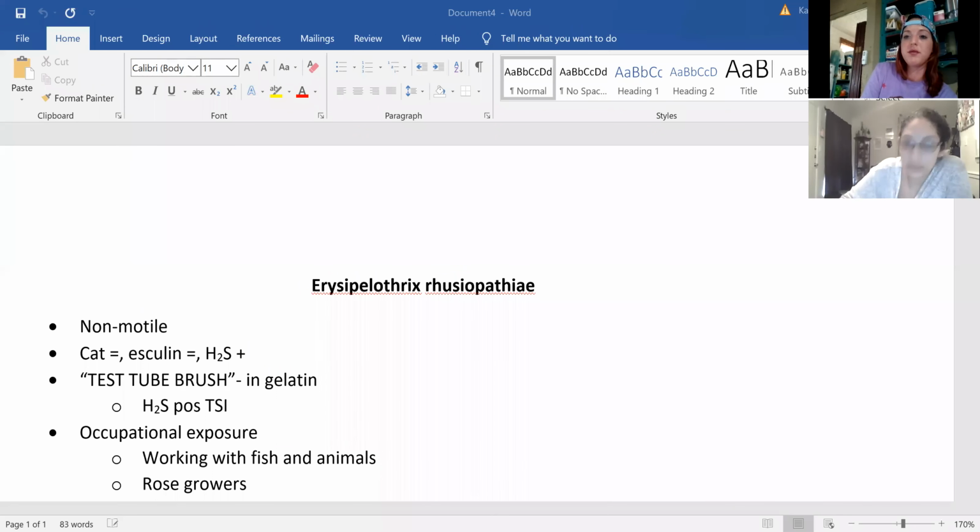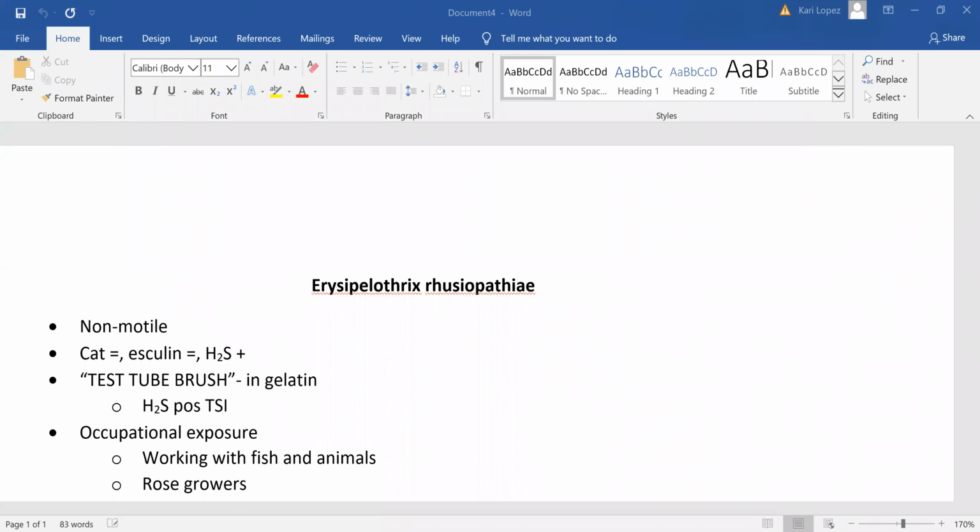Okay, so we're gonna make notes for Gardnerella. First we gotta find it in purple and yellow, and that one's gonna be on page 147.